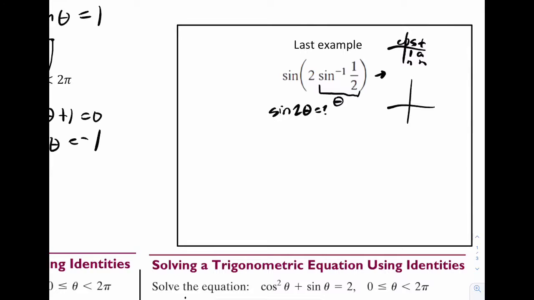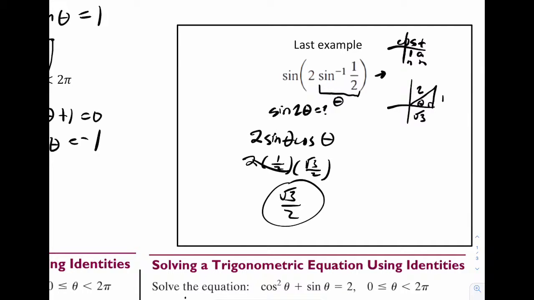Sine is +1/2, so we're going to put our triangle in quadrant 1. 1 over 2, this is √3. And now let's figure it out. Sine of 2 theta, that identity is 2 sine theta cosine theta. And I'll plug it in. 2 sine theta is 1/2. Cosine theta is √3 over 2. These cancel. So the answer is √3 over 2. Done.